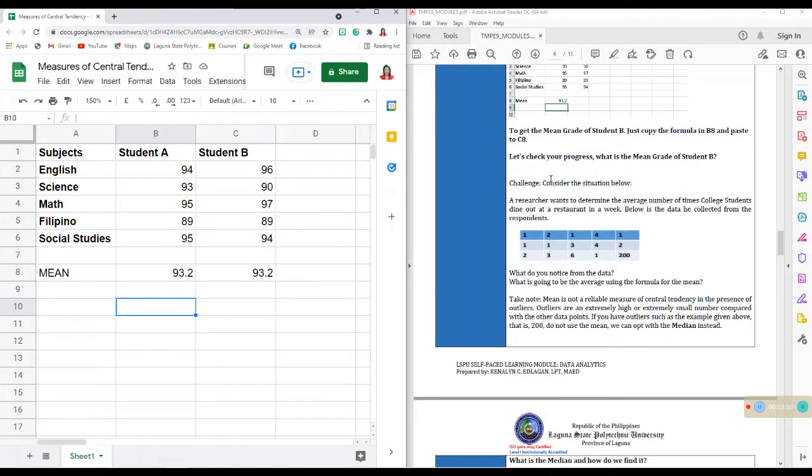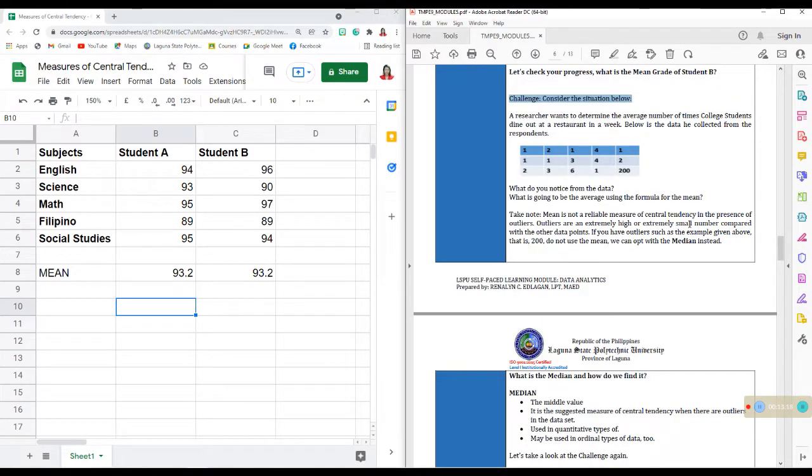Ayan. So, dito na tayo. Punta na tayo dito sa challenge. Itong challenge na to, I left this as your activity. So, this is the situation. Sama to sa recitation, gagawin itong recitation. A researcher wants to determine the number of times college students dine out at a restaurant in a week. Below is the data he collected from the respondents.